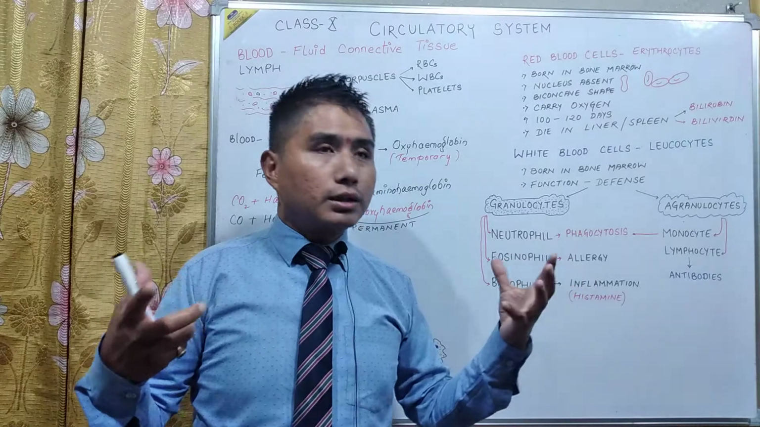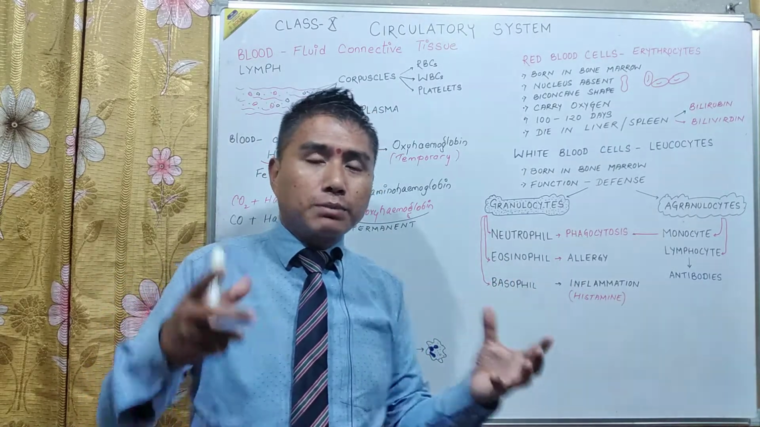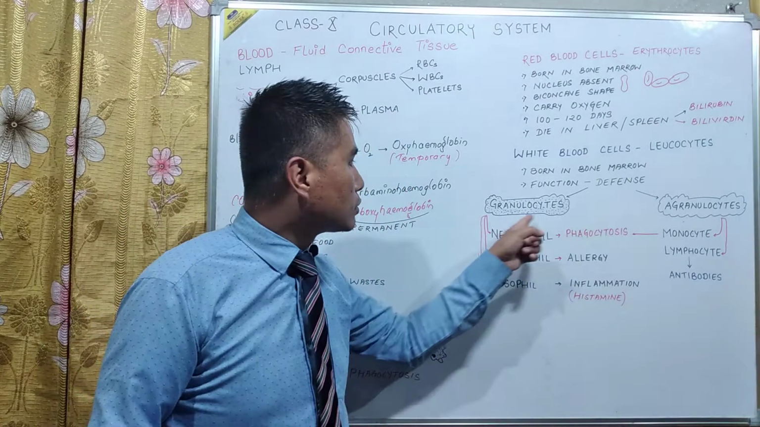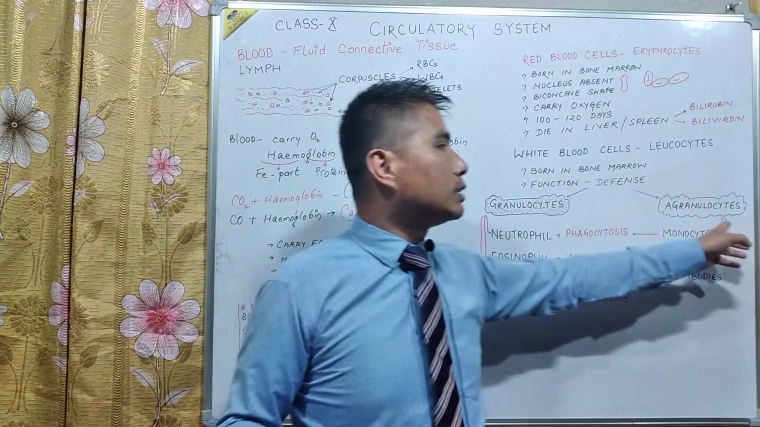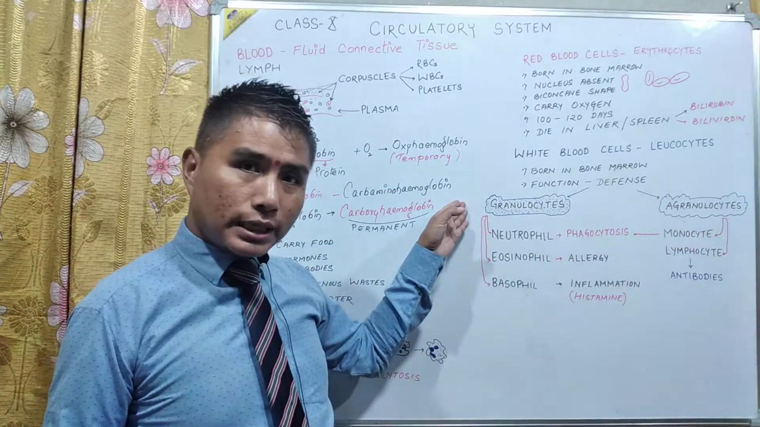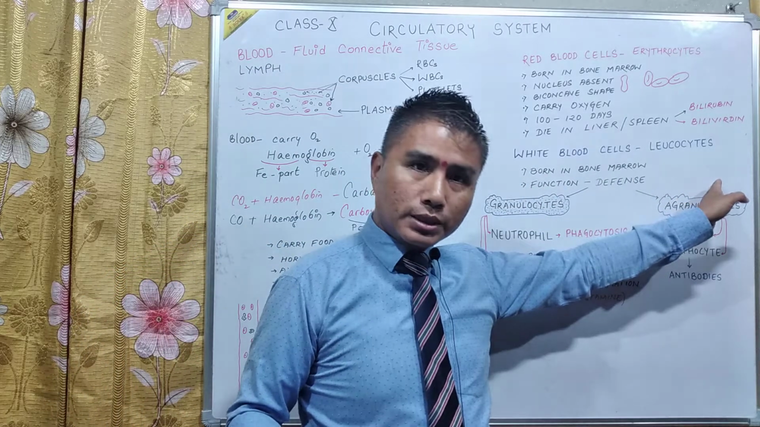Okay, because there are two types of cells. In the cytoplasm of one type, there are granules, so I have drawn granules here. In the cytoplasm of another type of WBCs, they don't have granules. So they are known as granulocytes and agranulocytes.